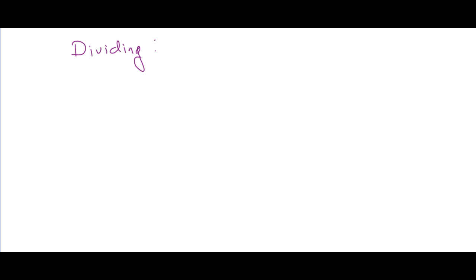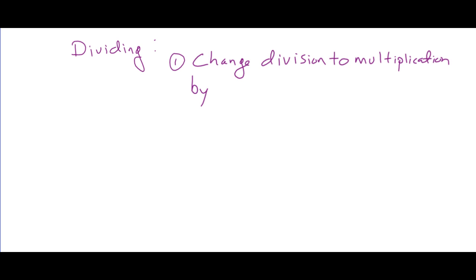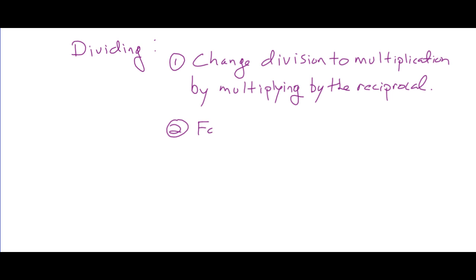You may have heard this when you're doing fractions, it's like kiss and flip or something. So step 1, before you do anything else, if you see it as a division, you change division to multiplication by multiplying by the reciprocal. And then you follow the steps for multiplying.